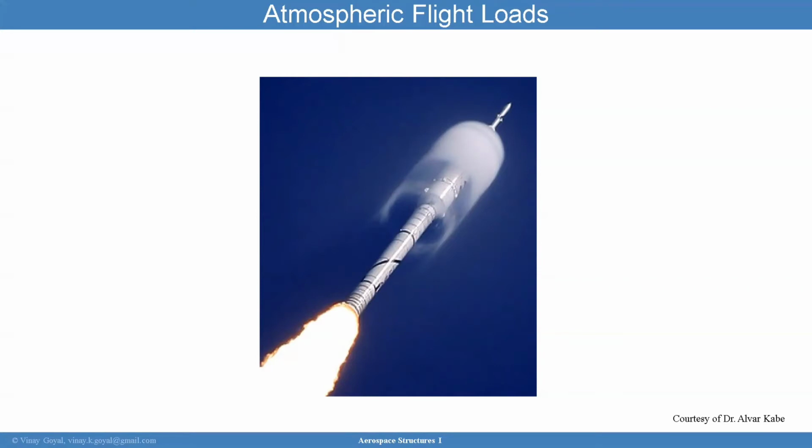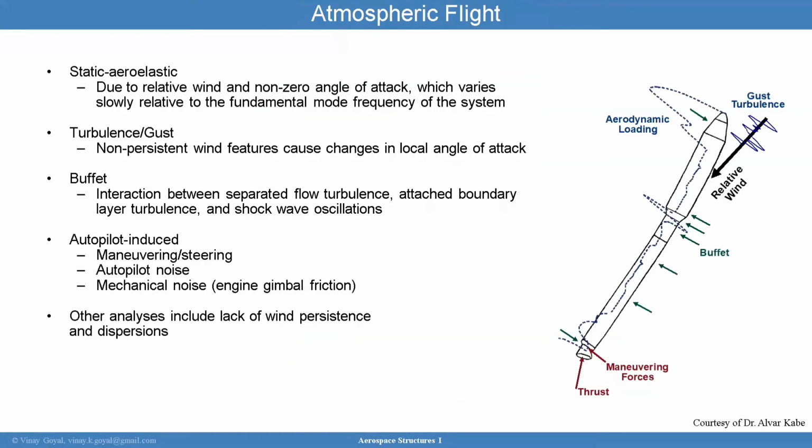The most important contributors to atmospheric flight loads are really the static aeroelastic loading, loading due to atmospheric gusts, buffet loads, control system induced loads, thrust loads, and drag loads. And I'm showing them here right now. You have the static aeroelastic load, and in this case, it's due to relative wind and non-zero angle of attack. So you have the angle of attack, the relative wind relative to the vehicle axis, and that could vary slowly relative to the fundamental mode frequency of the system.